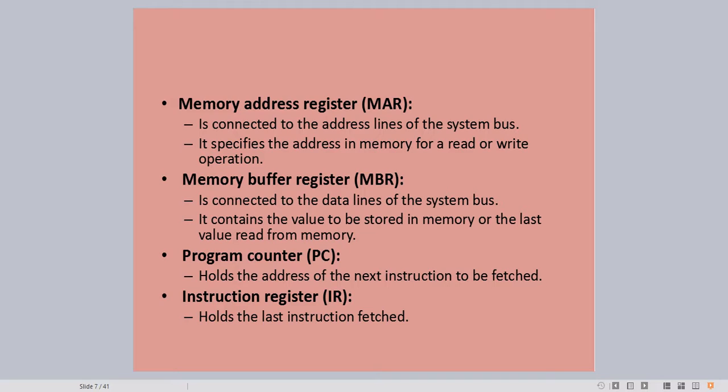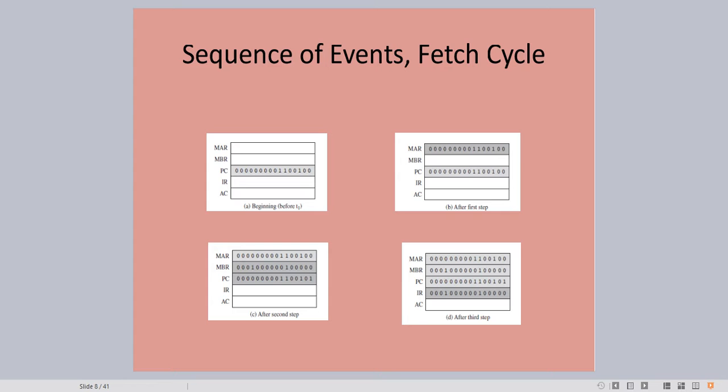The program counter holds the address of the next instruction to be fetched. The instruction register holds the last instruction fetched. This is very similar to the program counter: this is the next instruction, and this is the last instruction fetched.